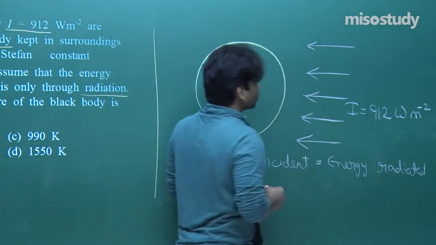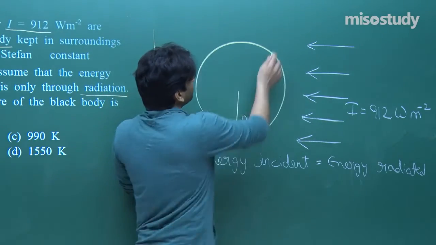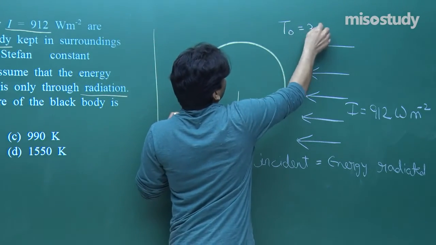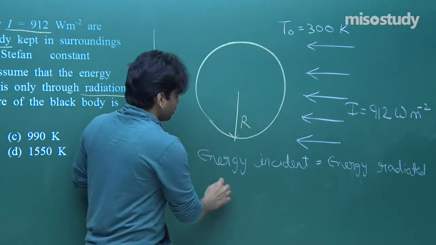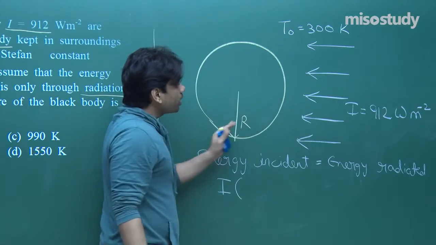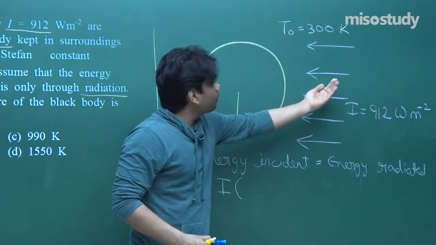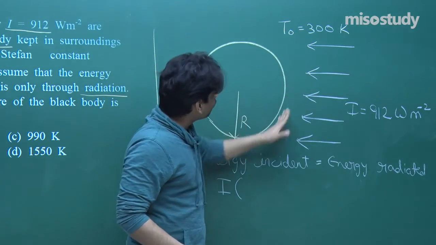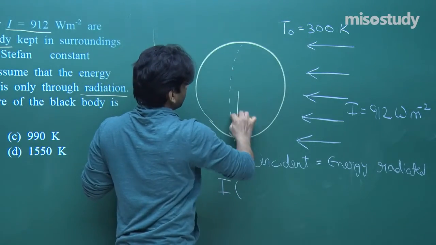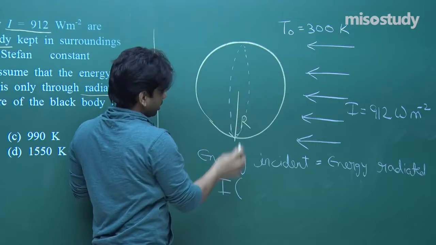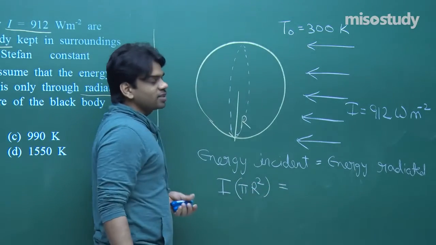Now see how to use this. The surrounding temperature is given as 300 Kelvin. Let's say the surrounding temperature is T0, that is 300 Kelvin. Energy incident is I times the area. Now what area to use? 4 pi r square is the entire area, but these are parallel rays, so don't think that you have to use 2 pi r square. The effective area will come out to be pi r square only. So I into pi r square is equal to energy radiated.